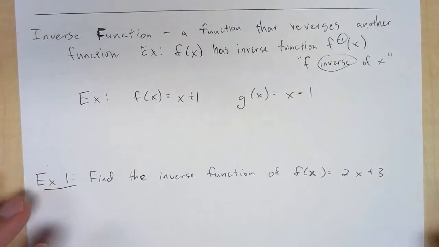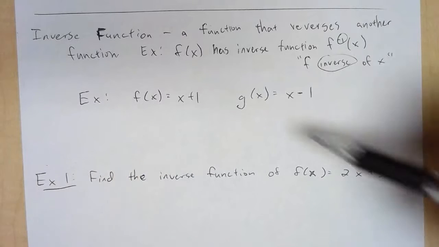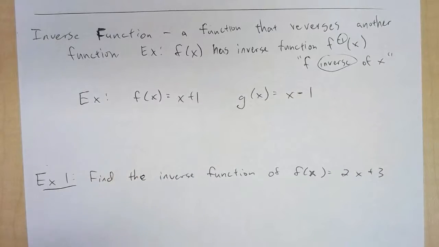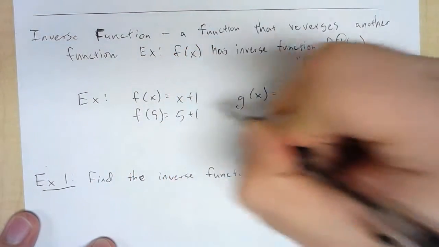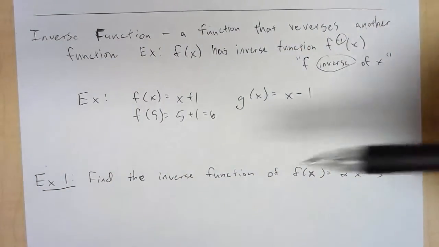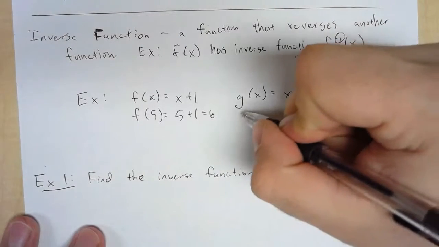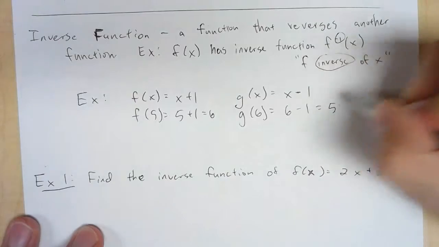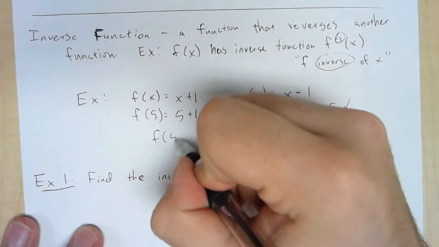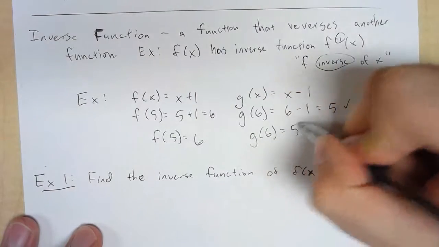So let's look at an example with some actual numbers. I've got an example where f of x is x plus 1 and g of x is x minus 1. If we put a number in for f, let's say 5, then f of 5 is 5 plus 1, which gives us 6. If we put 6 in, it should give us 5 if these are inverse functions. So g of 6 is 6 minus 1, which gives us 5. Woohoo! So f of 5 gave us 6, and then g of 6 gave us 5.